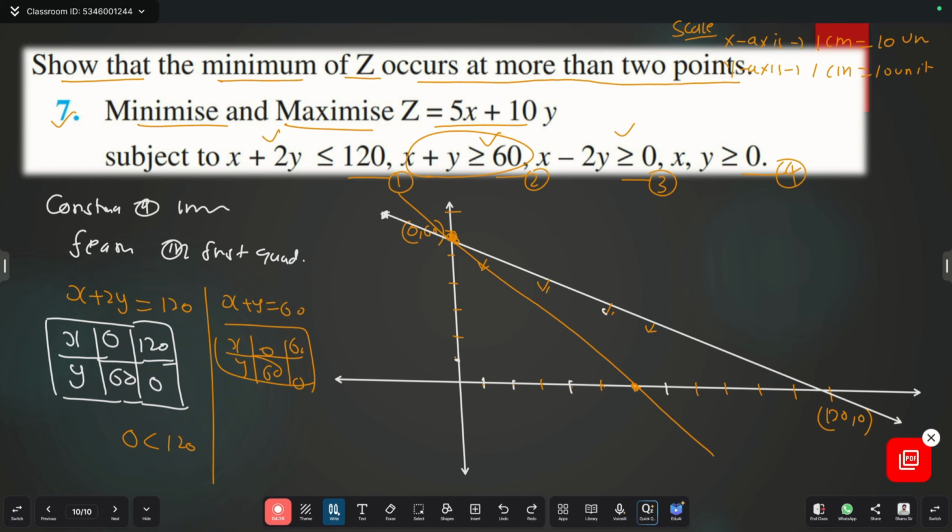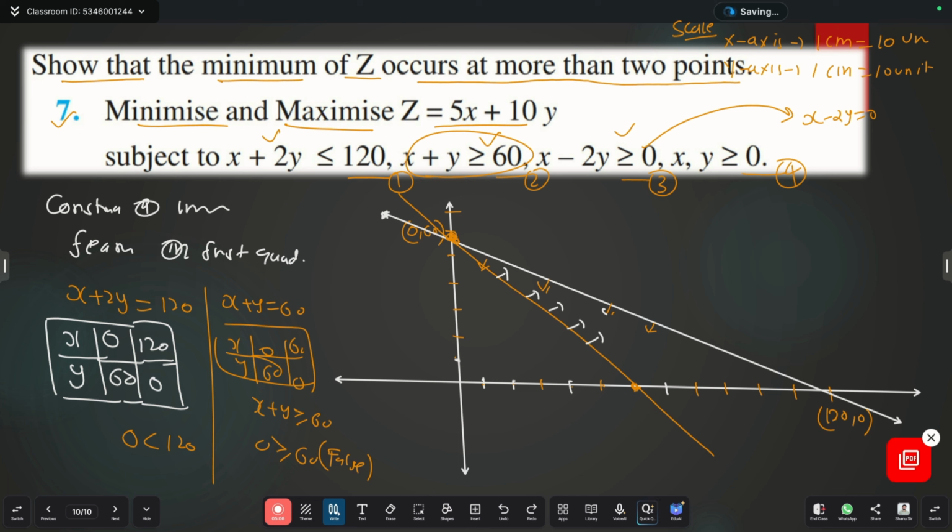Now how to decide whether the feasible region is away from the origin or towards the origin from this line? Then again you will put the origin. When you put the origin in x plus y greater or equal to 60, 0 greater or equal to 60, it will be false. False means the feasible region is away from the origin. Then the feasible region is this side. Correct?